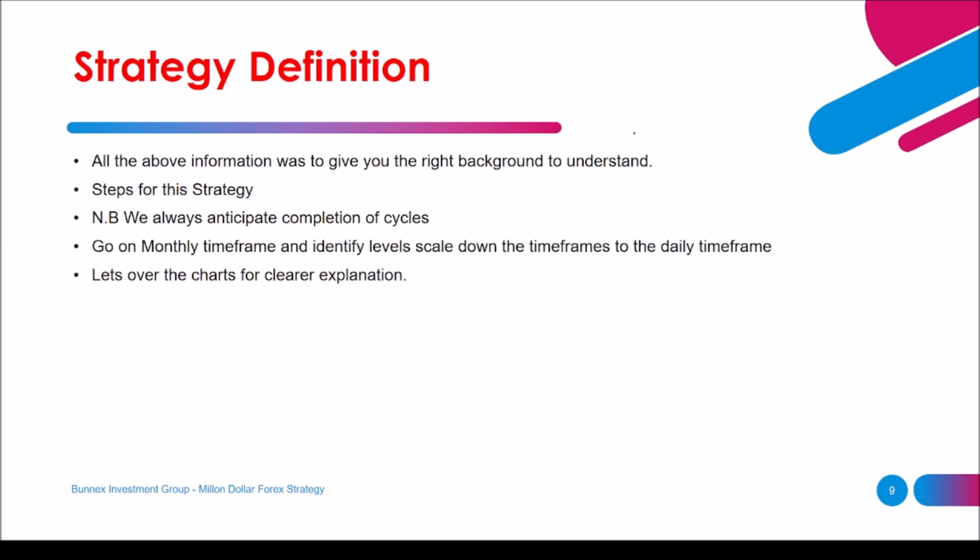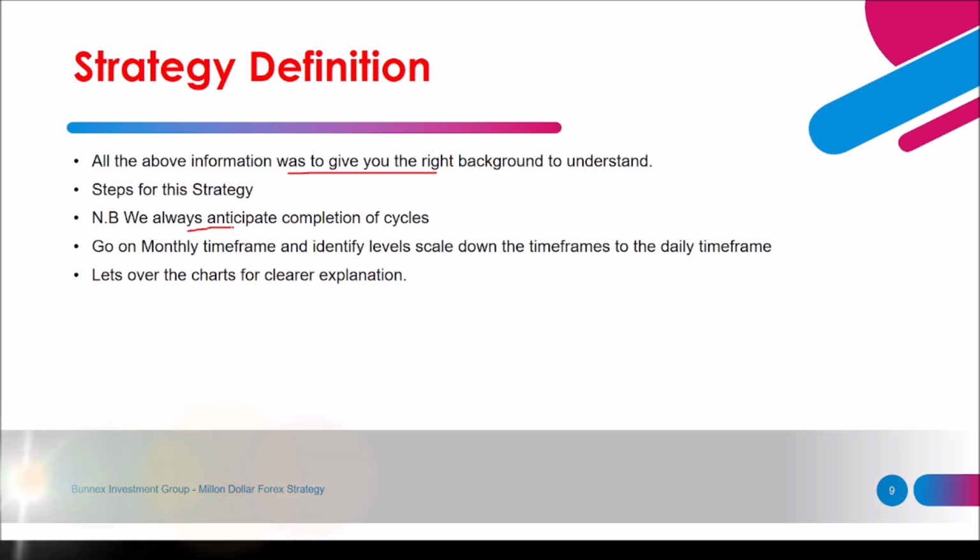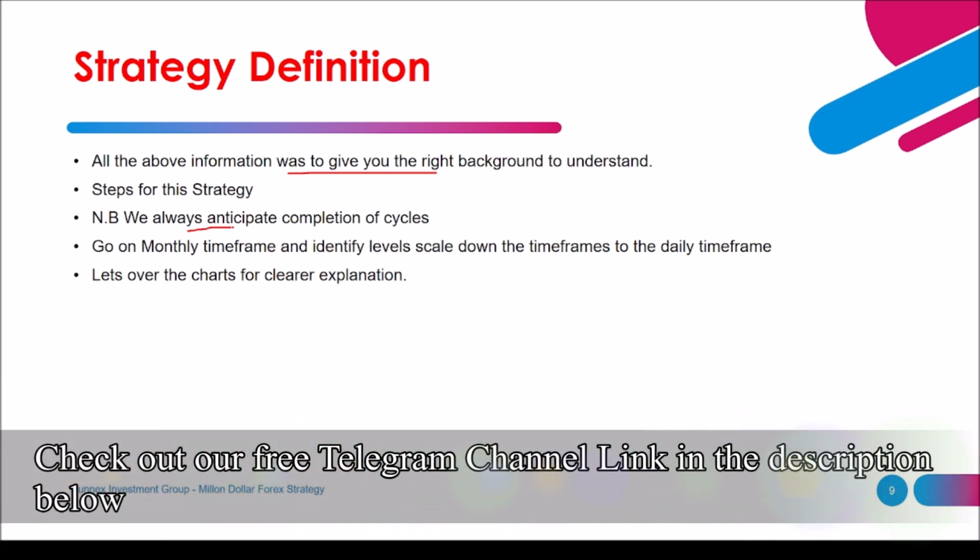So here's the strategy definition. I've laid down the foundation that is required for you to understand what I mean. All the above information was given to you to provide the right background to understand what we are going to do on the charts. So, steps for this strategy, right? We will always anticipate completion of cycles. By that we are saying 3 levels of rise gives us a completed cycle, and after 3 levels of rise we anticipate to see a reset point if the higher time frame is not yet complete.